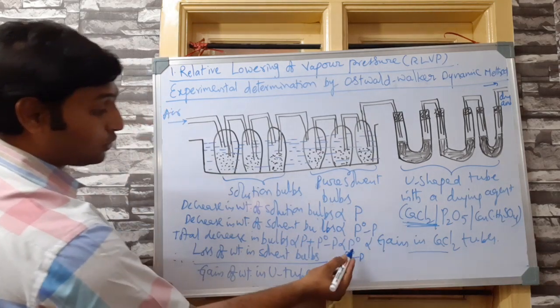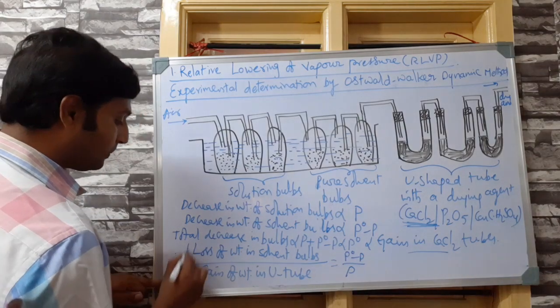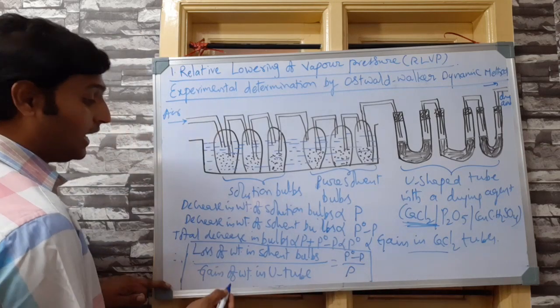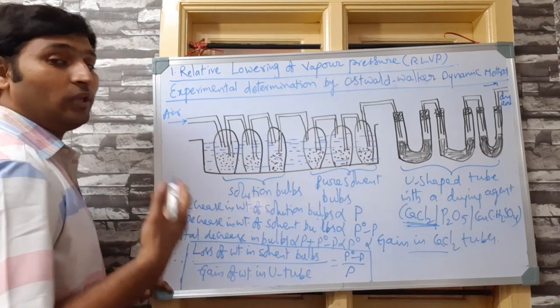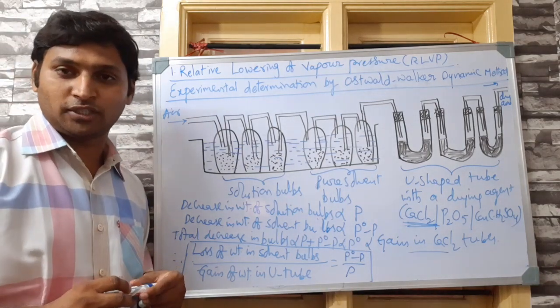Gain of weight in the calcium chloride tube was proportional to P naught. So if I take the ratio, what happens? It will be the ratio of loss of weight in the solvent bulbs by gain of weight in the U-shaped tubes, which will be P naught minus P by P naught, which is nothing but the relative lowering of vapor pressure.